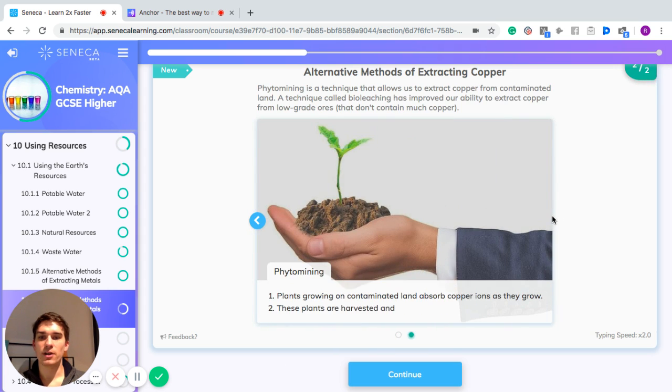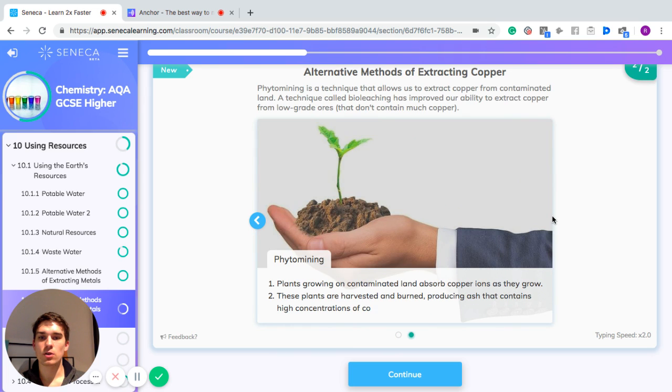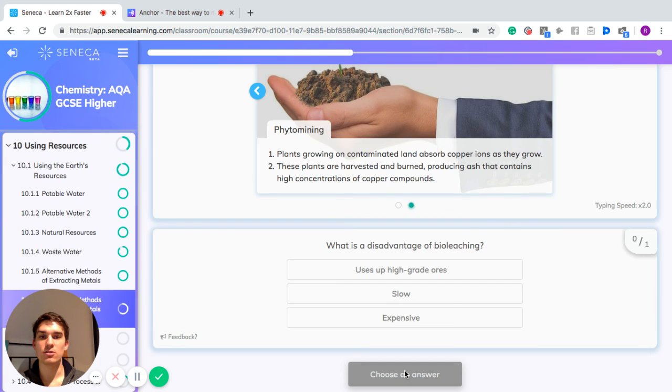And in phytomining, plants growing on contaminated land can absorb copper ions as they grow. And the plants are harvested and burnt, producing ash, and that contains high concentrations of copper compounds, which can then be used to extract the copper.